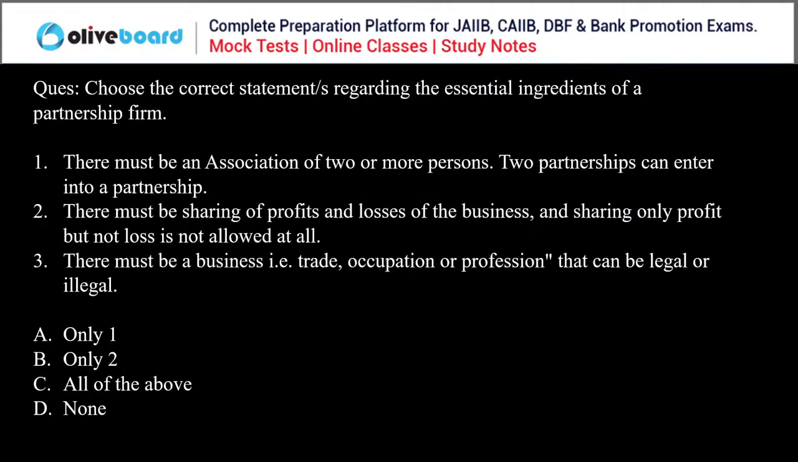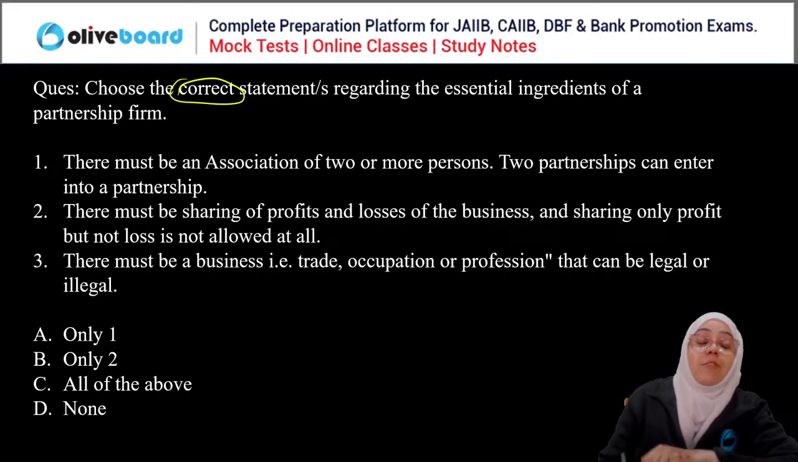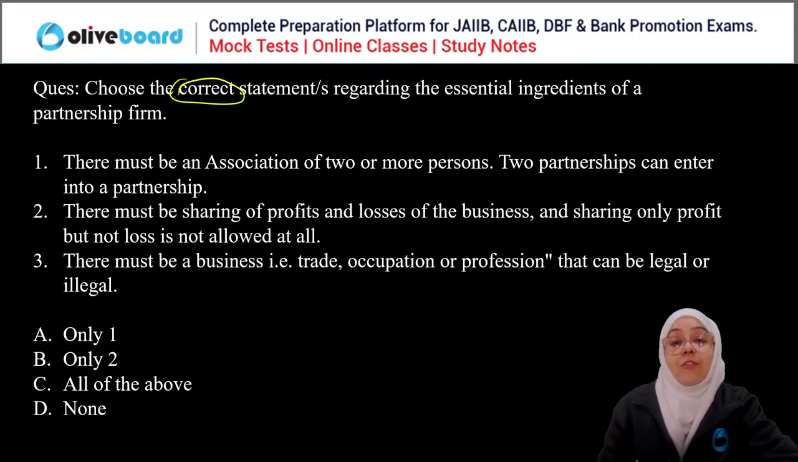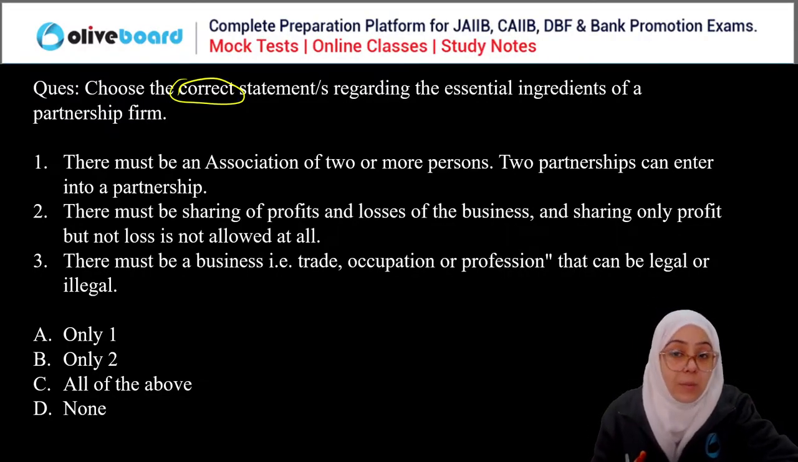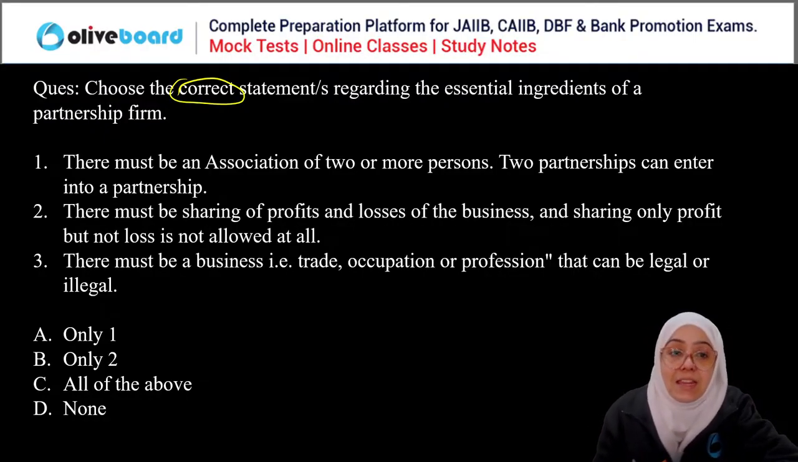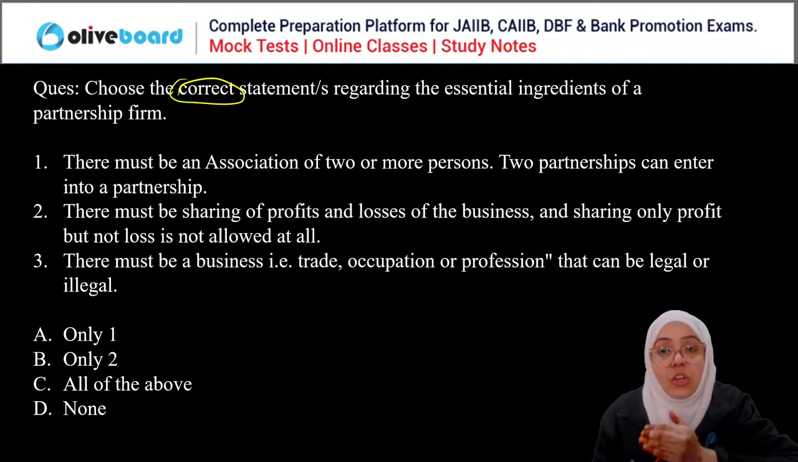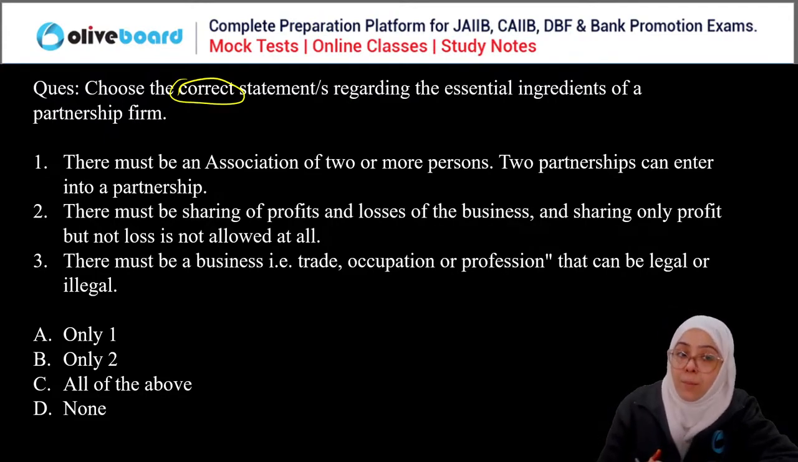Good. Next question. See, this is the next question. Now you have to choose the correct statement here. What are the essential ingredients of a partnership firm? So we have to choose the correct statement here about the essential ingredients of a partnership firm.